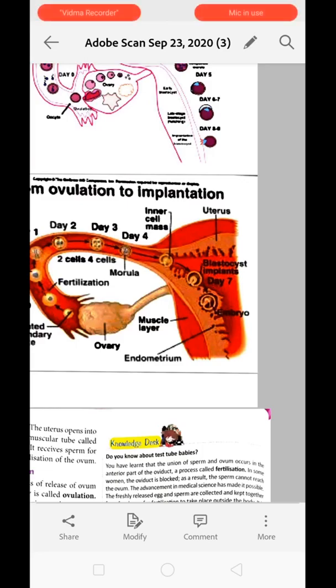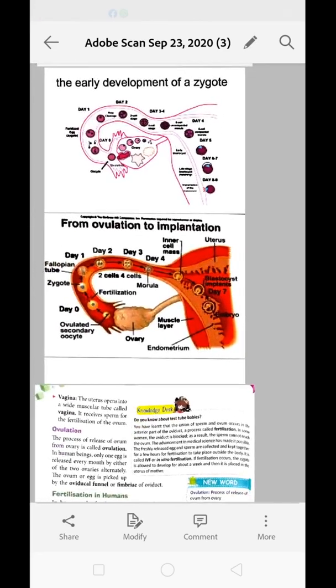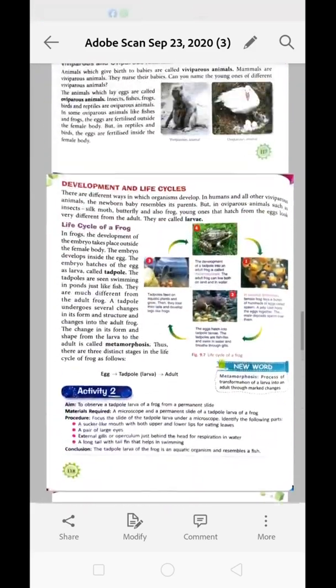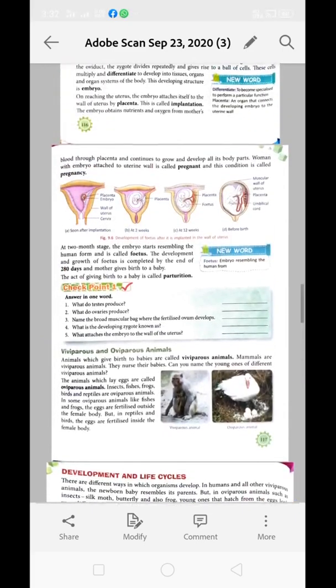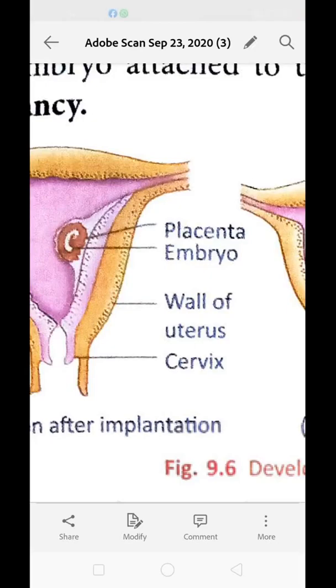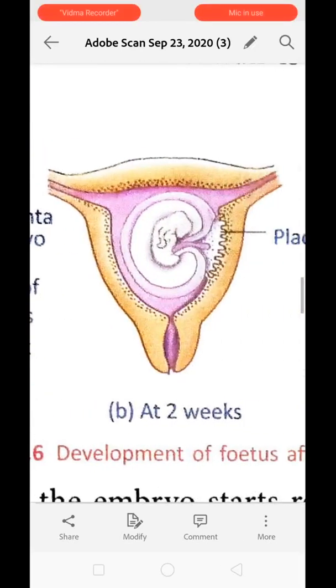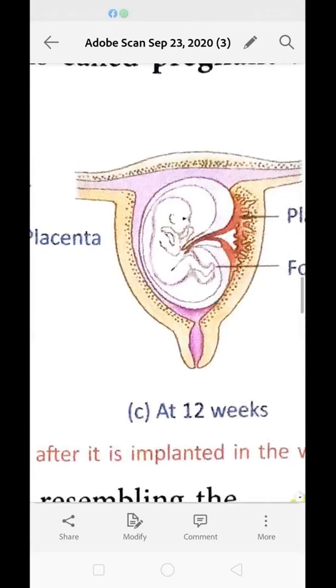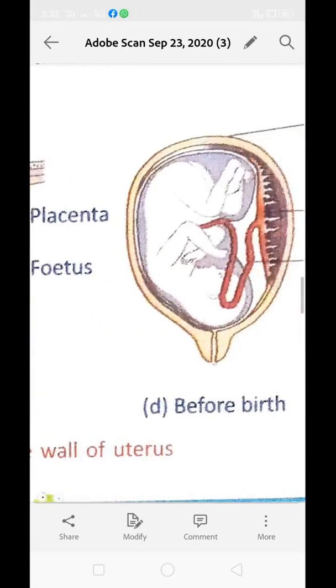A woman with an embryo attached to her is called pregnant, and this condition is called pregnancy. Understood? Over here you can see the embryo is already attached to the woman's uterus. Now the embryo is growing. They are still growing, and over here the growth is already complete. The child has turned for delivery.